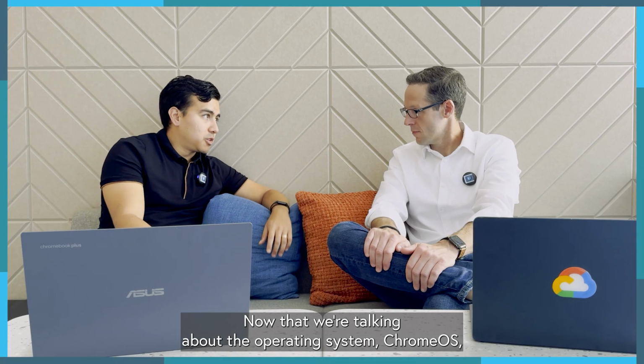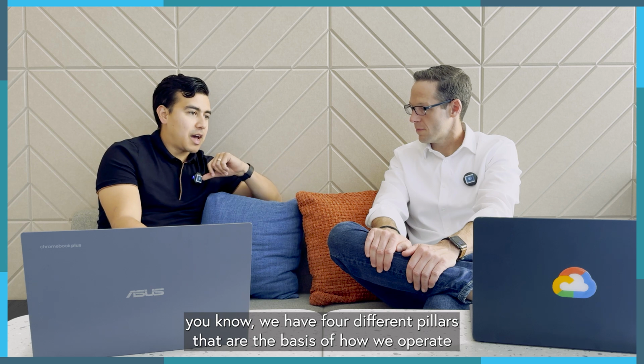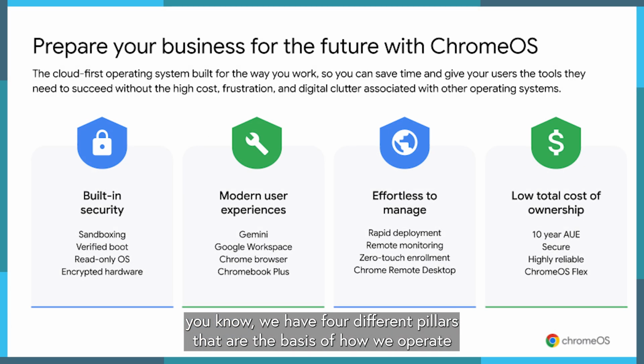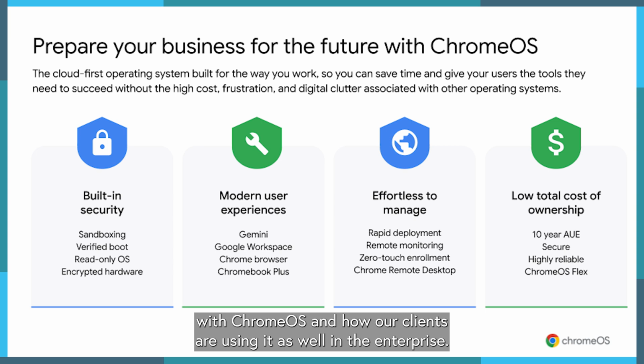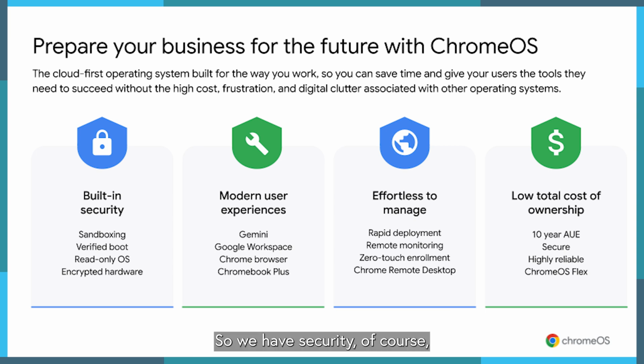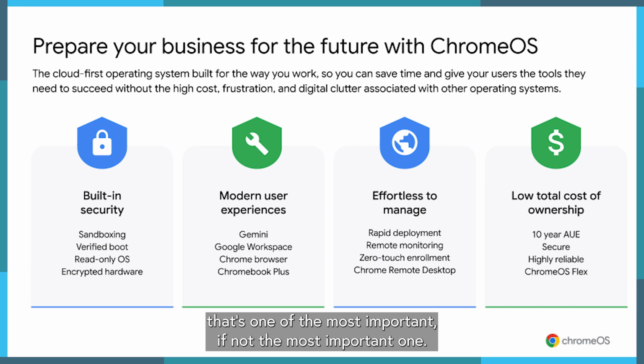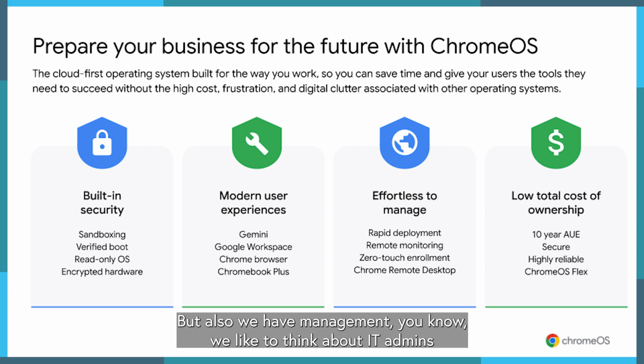Now that we're talking about the operating system, ChromeOS, we have 4 different pillars that are the basis of how we operate with ChromeOS and how our clients are using it as well in the enterprise. So we have security, of course, that's one of the most important, if not the most important one. But also we have management.